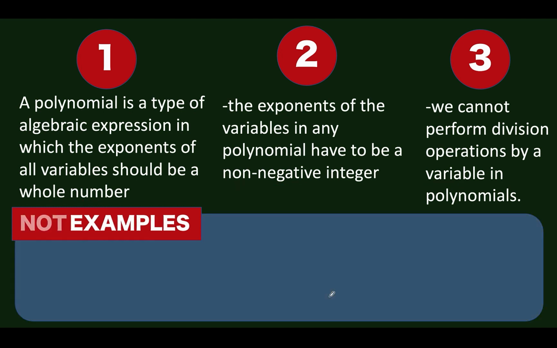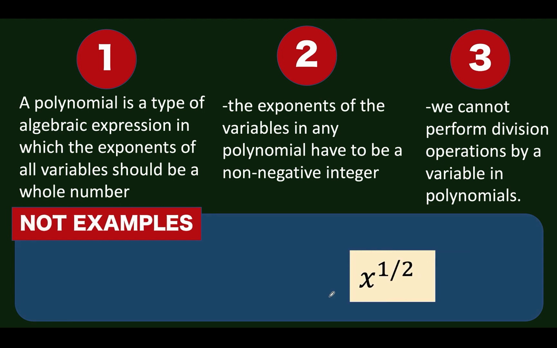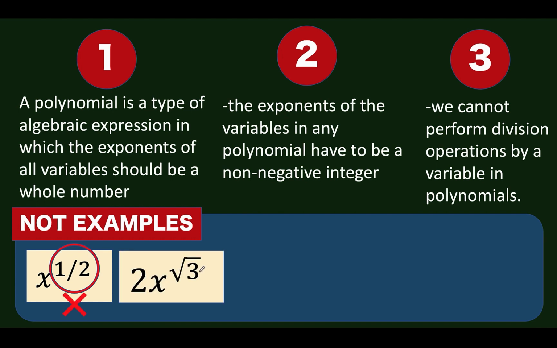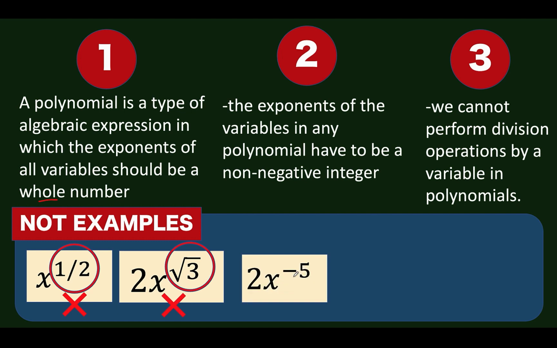Next, let's look at some non-examples of polynomials. First, if you have x raised to 1/2, this is not a polynomial, because the exponent is 1/2, and 1/2 is not a whole number. Next, 2x raised to the square root of 3. Again, we are looking at this exponent. This is not a whole number, so this is not a polynomial. Next, 2x raised to negative 5. Again, this is not a polynomial because we have a negative exponent. We want the exponent to always be non-negative in order to have polynomials.